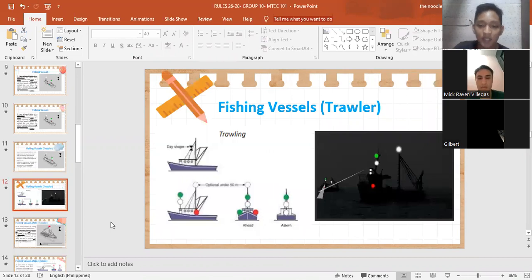Next would be fishing vessel in trawling operation. So this would be the picture. So in day shape, we do have two cones here with apex together. And then if it is on side view, wherein we could see the port side, which is red, green, and white on the ahead. So this would be the picture in front view and then back view, which is the astern part. And if night, these are the lights that we'll be seeing. So this one is port view, wherein it is on the left side.